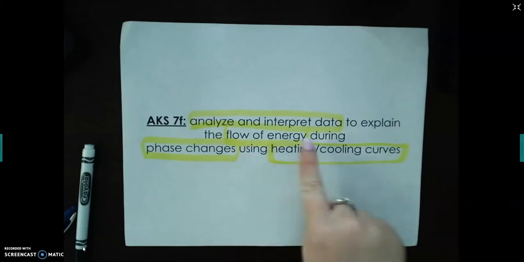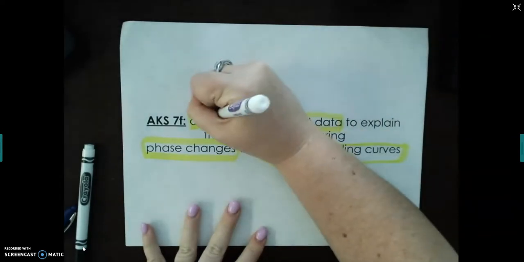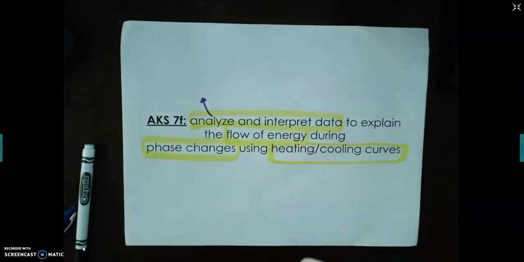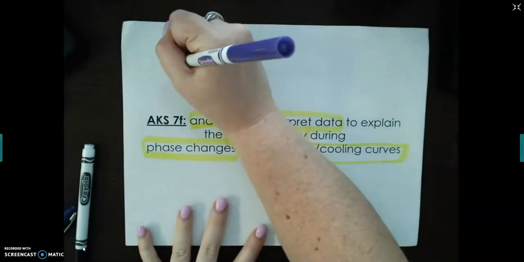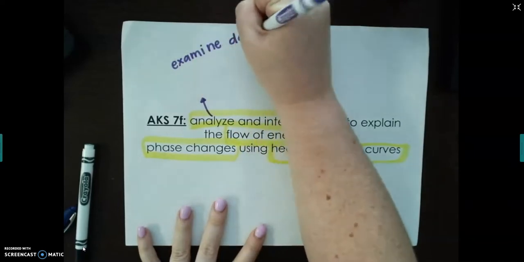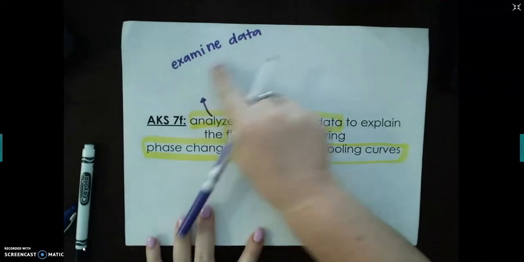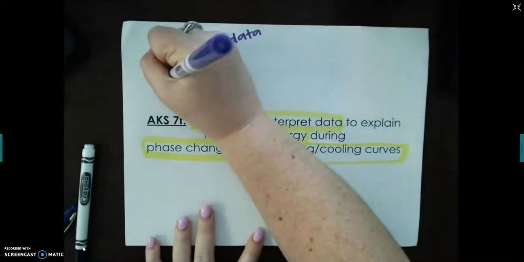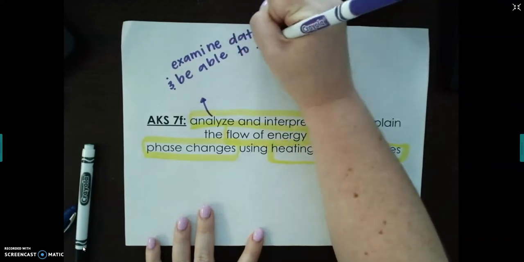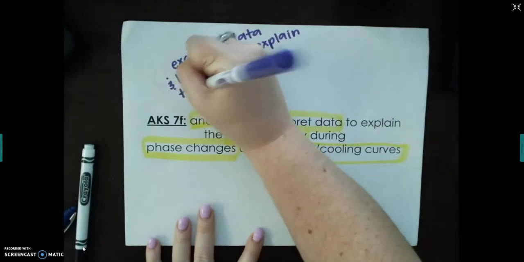Let's start with analyze and interpret data, and I'm going to do that with the color purple. I'm going to draw an arrow here, and I'm going to write that analyze and interpret data means to examine data. This could be any kind of data. This could be data tables, this could be graphs, this could be numerical data that you're calculating, but you're examining some kind of data, and you need to be able to explain the meaning of that data.